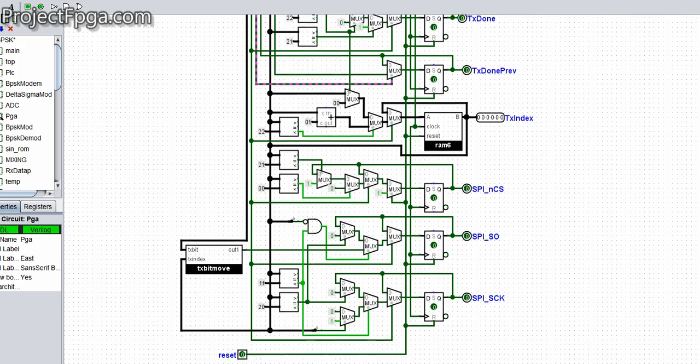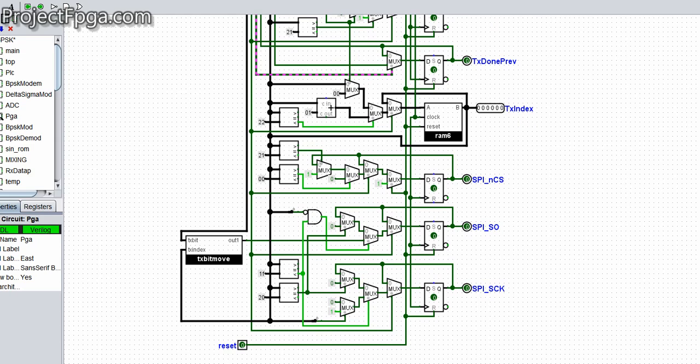Now another major part here is this TX index. The TX index is just a counter. You can see a lot of places where it's affected using a comparator. The comparators are used to check what value it is counting at. So take for instance, let's see how the TX index is being set up.